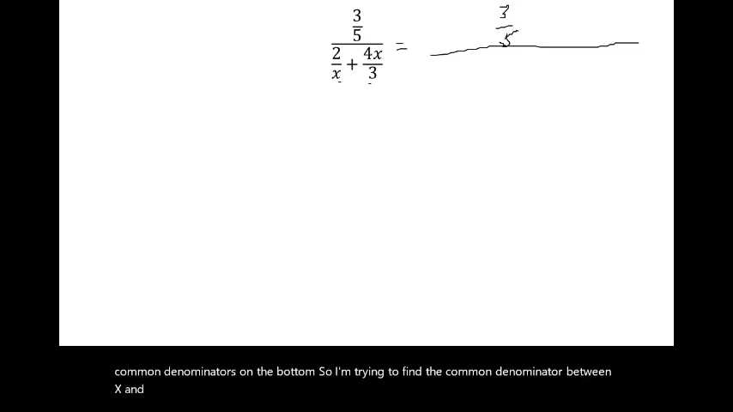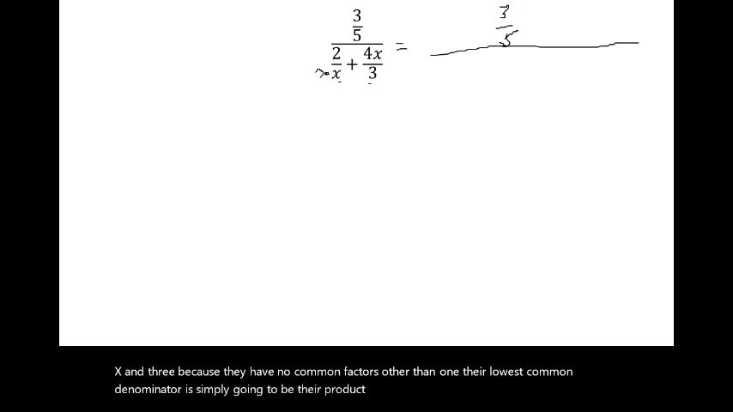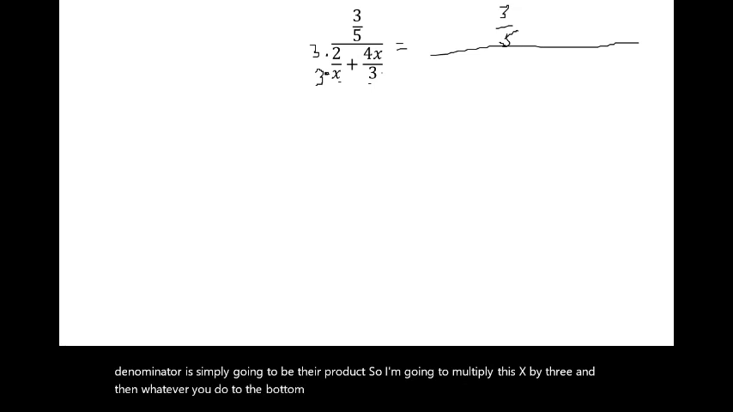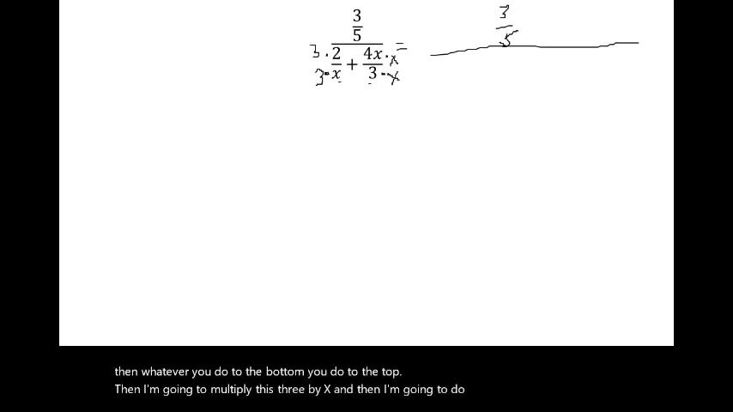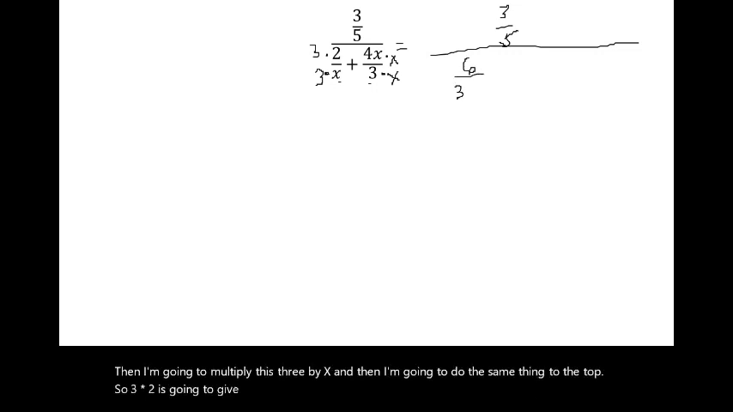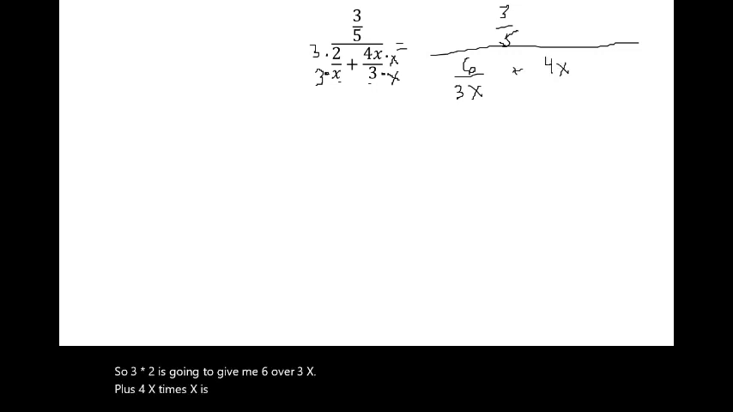Because they have no common factors other than 1, their lowest common denominator is simply going to be their product. So I'm going to multiply this x by 3, and then whatever you do to the bottom, you do to the top. Then I'm going to multiply this 3 by x, and then I'm going to do the same thing to the top. So 3 times 2 is going to give me 6 over 3x, plus 4x times x is going to be 4x squared, all over 3x.